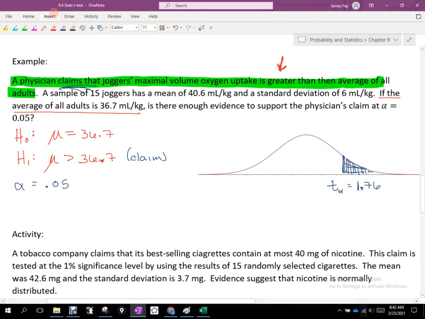Now, we need a test statistic. A lot of times, the test statistic, let me just double check this. We've talked about the notation that different authors use. I just want to make sure I use notation that's consistent with what MathXL is going to ask you. So, let's see here in a moment.